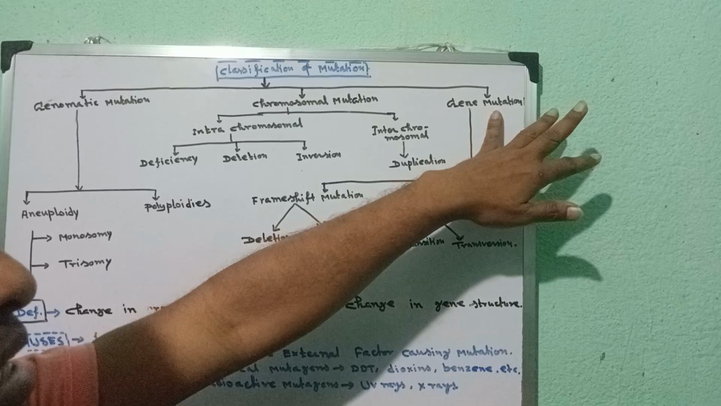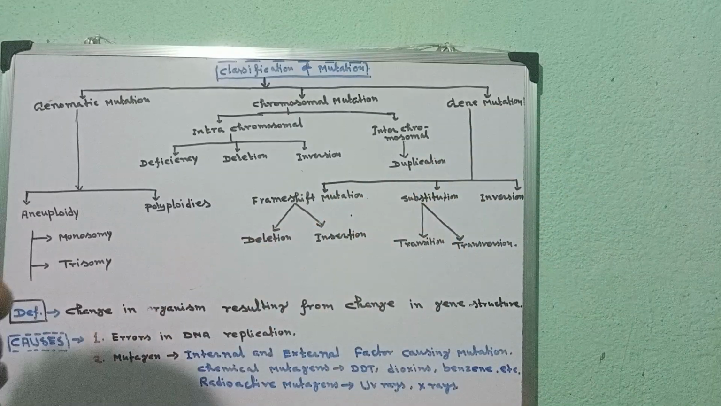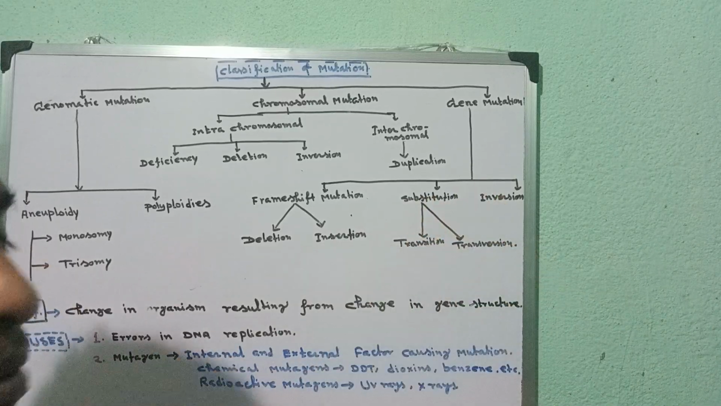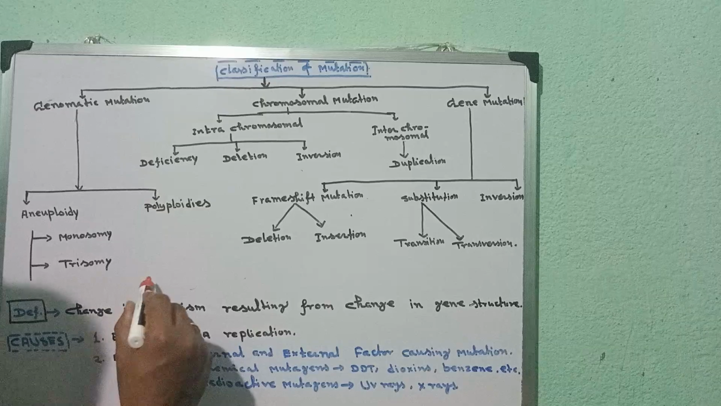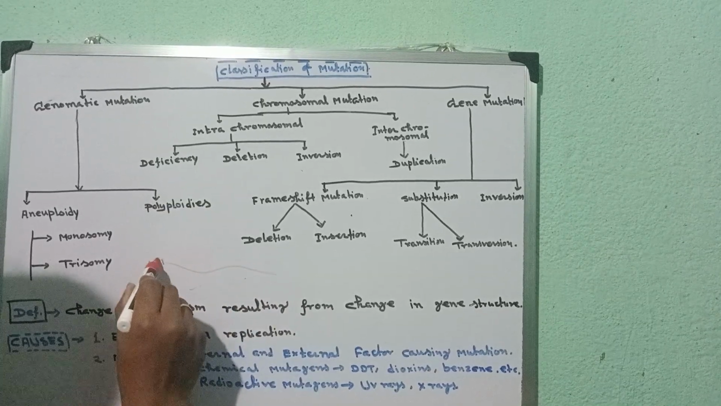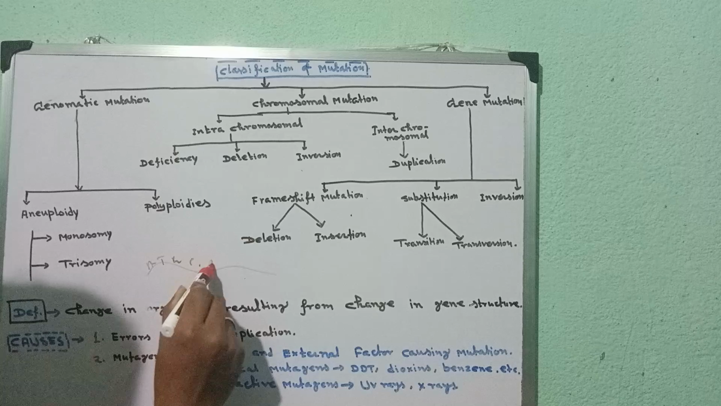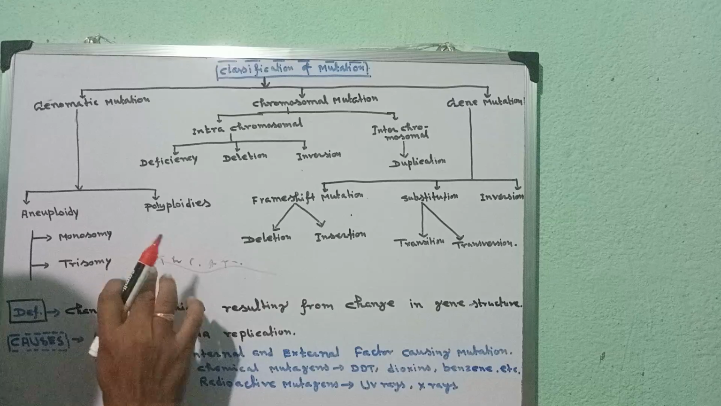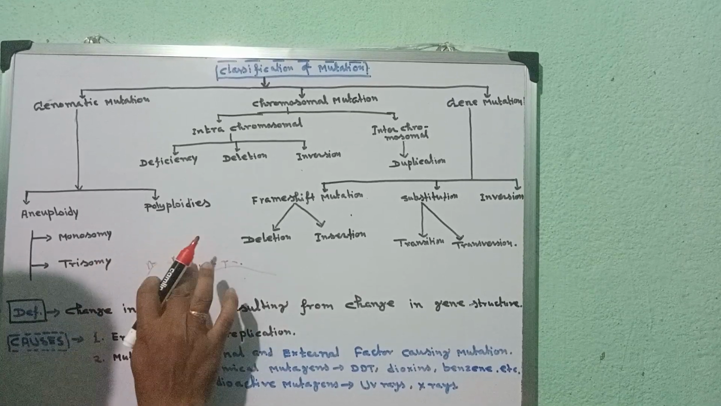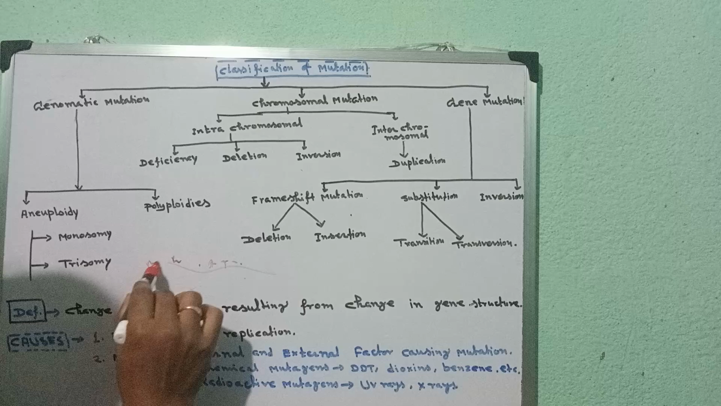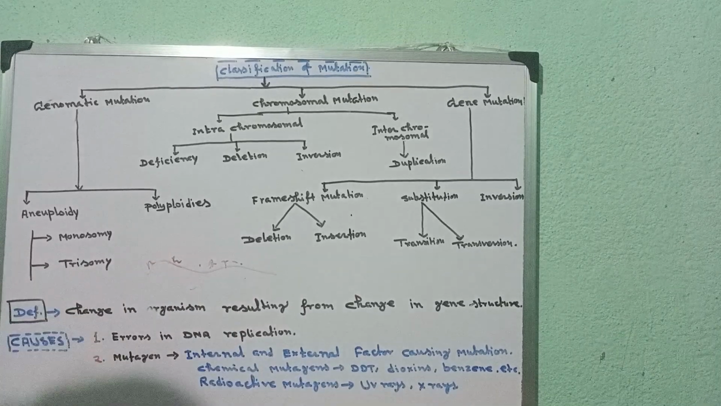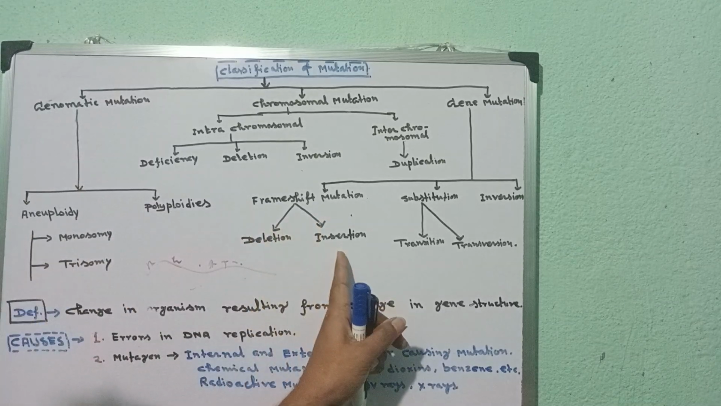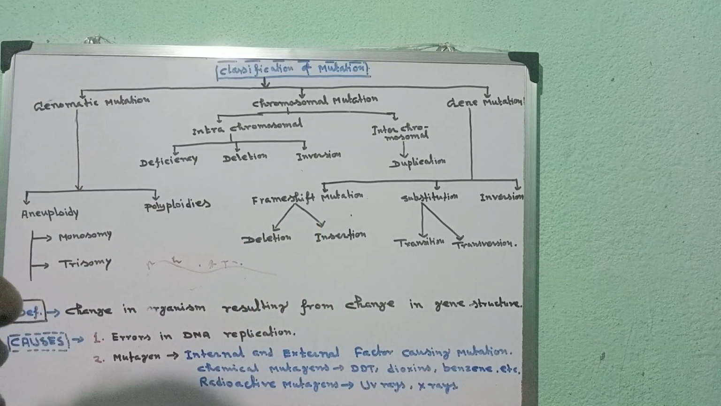And number three is the gene mutation. Gene mutations are of three types. One is the frame shift mutation, another is the substitution, and number three is the inversion. So frame shift mutation, that means this is the frame, A T G C, and this is A T G C. This is the frame shift mutation. Frame shift means any deletion or insertion of a codon, and the frame will be changed. This type of mutation is called the frame shift mutation, and it occurs due to the deletion or insertion of any type of codon.